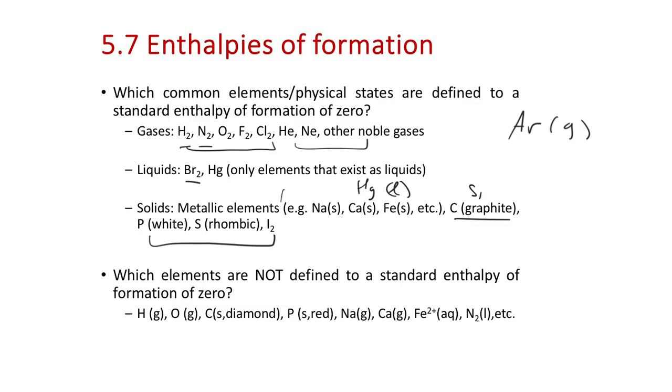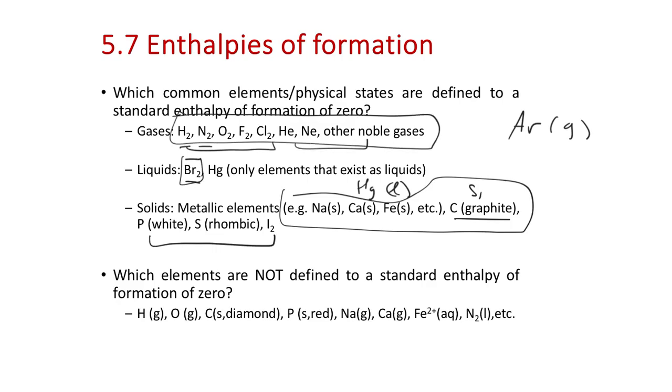But the primary ones to know are just the metals, carbon. I think bromine's worth knowing, and then these gases here. So I think these are the key ones just to know and recognize that those are your 0 delta HFs.